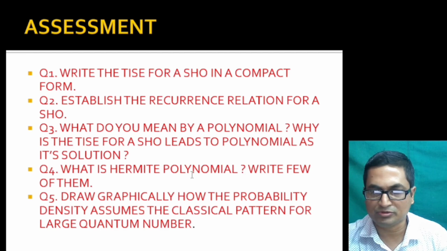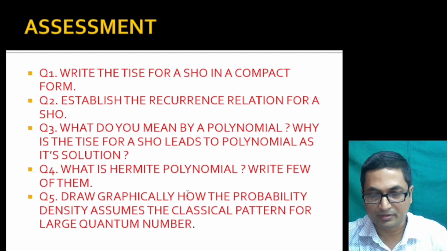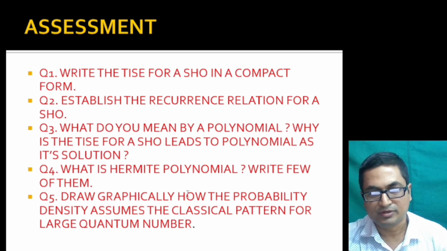It's simply the solution of equation 15. It is a well-known thing in differential equations, and a few of them are already given here, and also the graphical distribution for probabilities in the classical as well as the quantum mechanical case. We see that for a large quantum number, the classical pattern assumes the same form as that of the quantum distributions. With all this, I am ending this video.